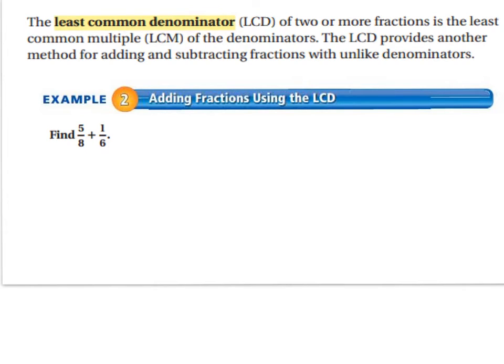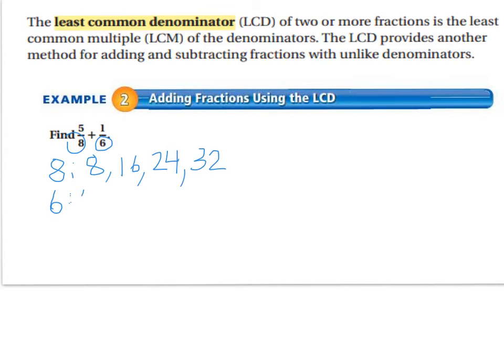So the denominators are, for 5/8, the 8, and for 1/6, the 6. So multiples of 8 I'm going to start with. 8 times 1 is 8, 8 times 2 is 16, 8 times 3 is 24, 8 times 4 is 32, and I could go on and on indefinitely, multiplying 8 by the next whole number. I'm going to stop there and see if I get a match with 6, because I need the least common multiple. So as soon as I get one that matches, I'm done, and that's my least common multiple.